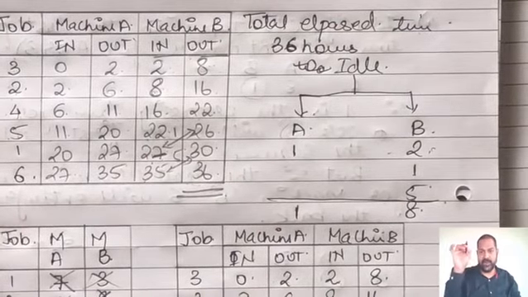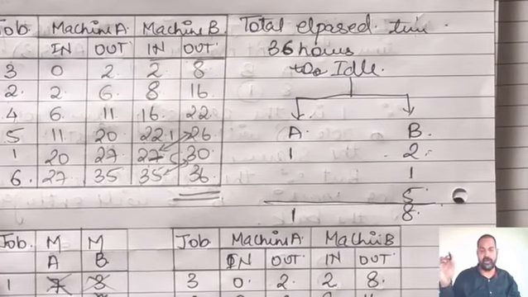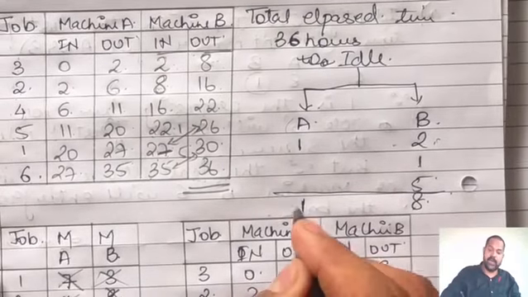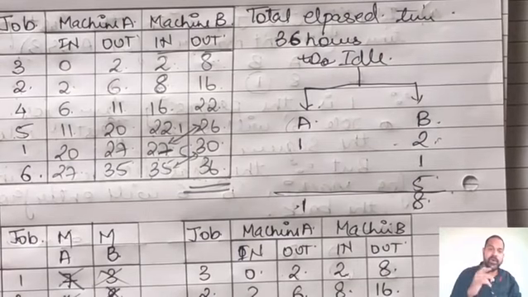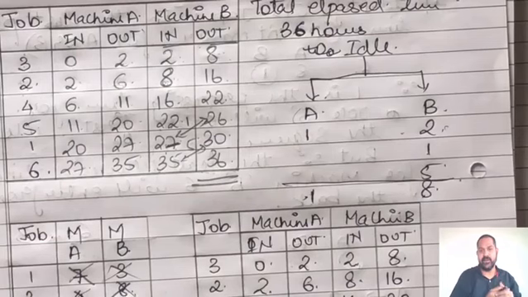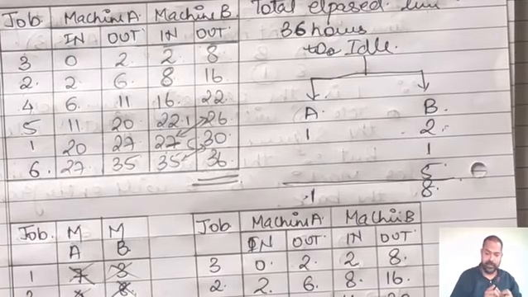You are going to write idle times. Idle time for A 1 hour, idle time for B 2 plus 1 plus 5, which is a total of 8 hours. So total idle, if you ask me, 8 plus 1, which is 9 hours. So the total lapse time is 36 hours, in which there is a 9-hour idle shared between both A and B. So let me repeat this.